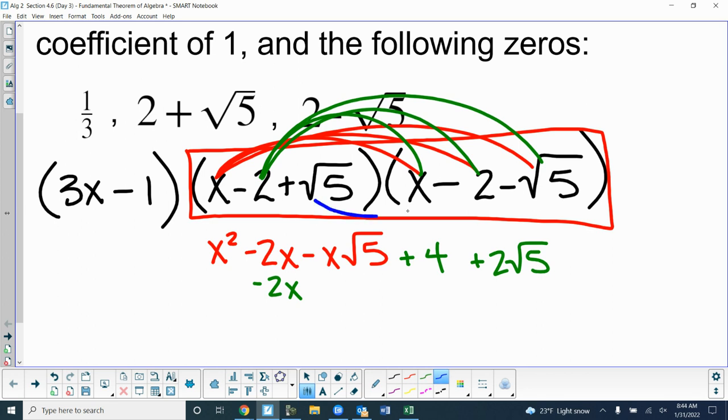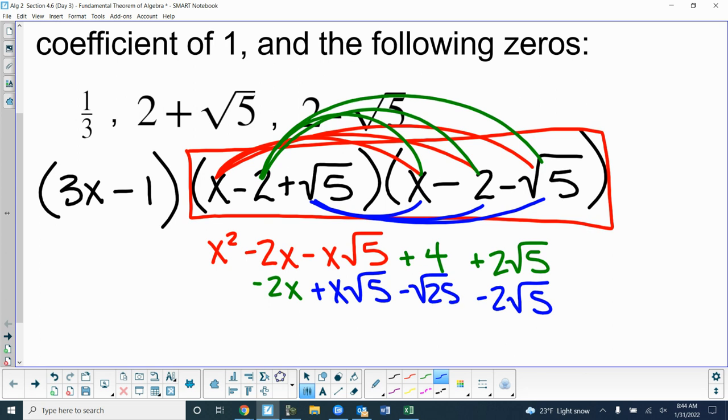And then I go radical 5 times x, which is positive x radical 5. And radical 5 times negative 2 is negative 2 radical 5. And positive radical 5 times a negative radical 5 is a negative square root of 25. Those cancel and those cancel. What's the square root of 25? 5. So that's a negative 5 then, right here. Okay? Not very difficult, right? Now just combine your like terms.